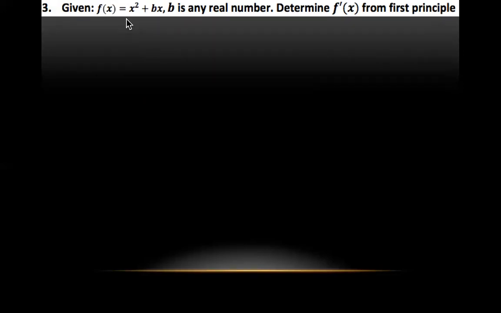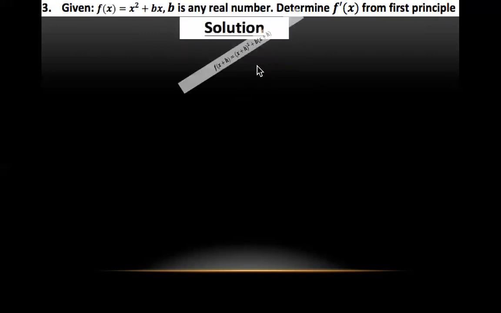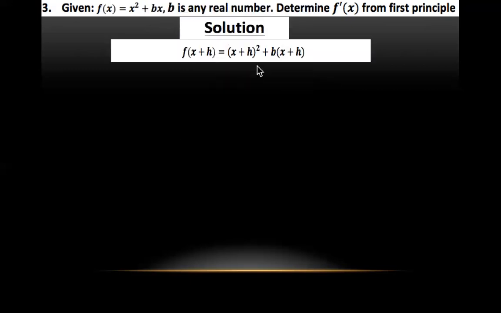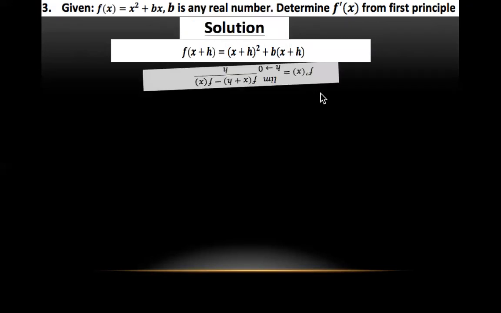In this question 3, you can see we have x squared plus bx. Now, it explains that b is a real number. So remember that b can be any number, but at this stage you are not being asked to substitute any number for b. You keep it as it is. But what you need to take note of is to find your y2, f of x plus h. So in this regard, we have x plus h all squared plus b times x, and the x becomes x plus h, so b into x plus h.